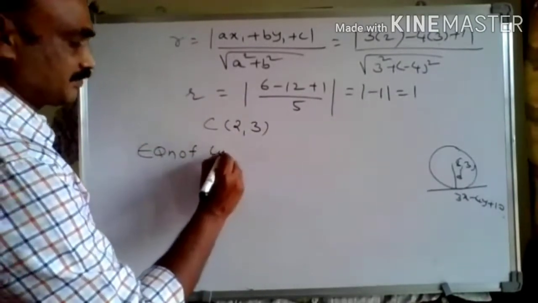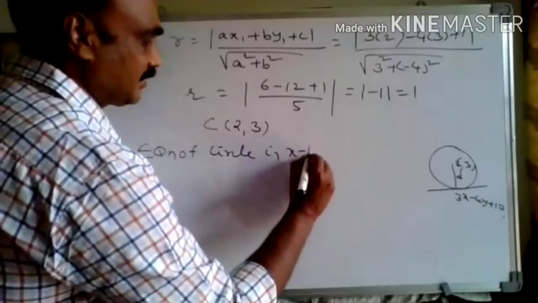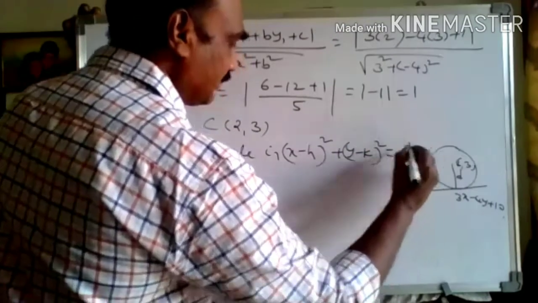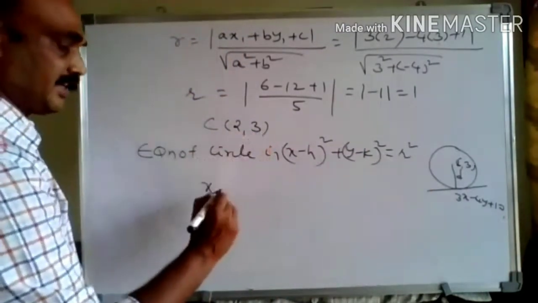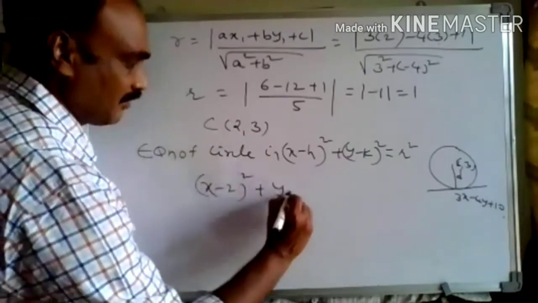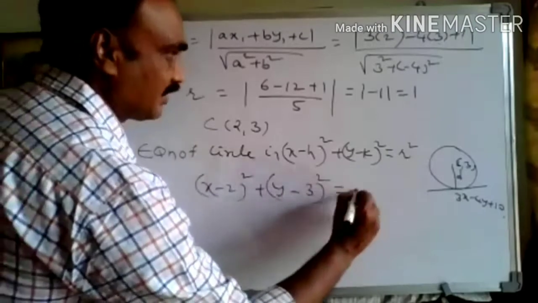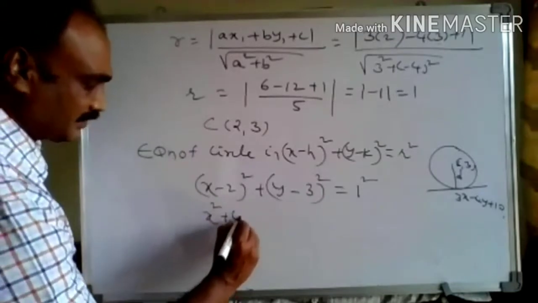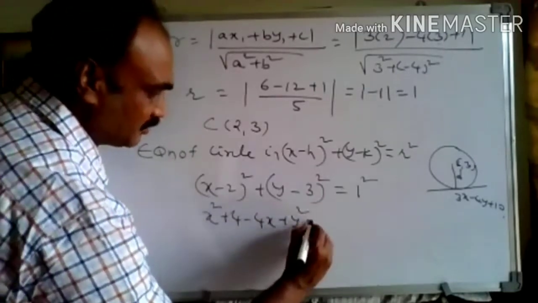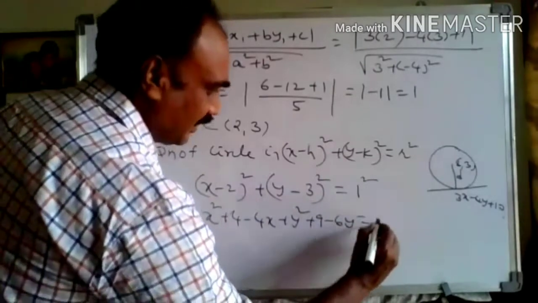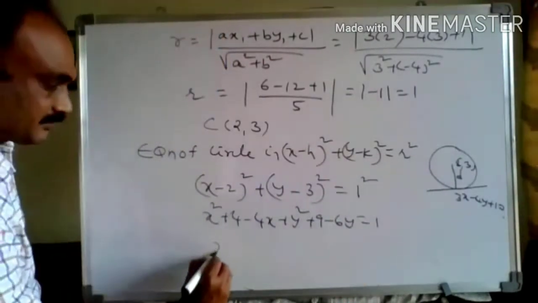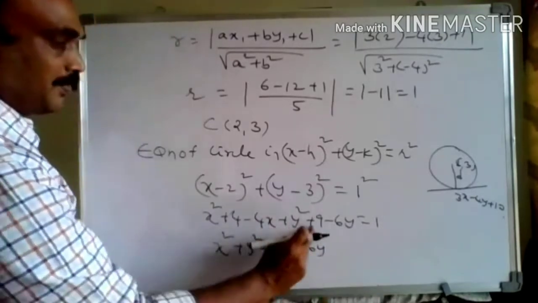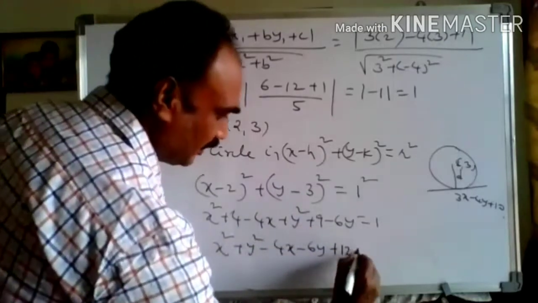Equation of circle is the formula x minus h whole square plus y minus k whole square is equal to r square. Here h comma k is 2 comma 3, so x minus 2 whole square plus y minus 3 whole square is equal to 1 square. X minus 2 whole square is x square plus 4 minus 4x, y minus 3 whole square is y square plus 9 minus 6y, equal to 1. So x square plus y square minus 4x minus 6y, plus 4 plus 9 is 13, 13 minus 1 is 12, plus 12 is equal to 0.